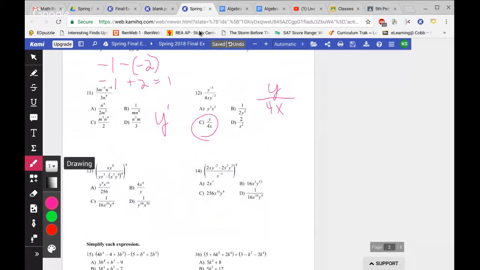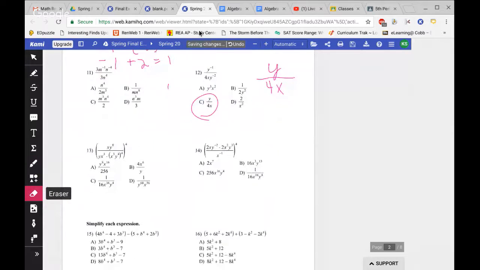Now the fun ones, where there's lots going on. Let's see. I'm trying to figure out where I have lots of room because there's not a lot of room to write here. Okay, on this one, what we're going to do is I'm going to work on the bottom first. And then I'll complete everything in the denominator. And then I'll work back to the numerator.